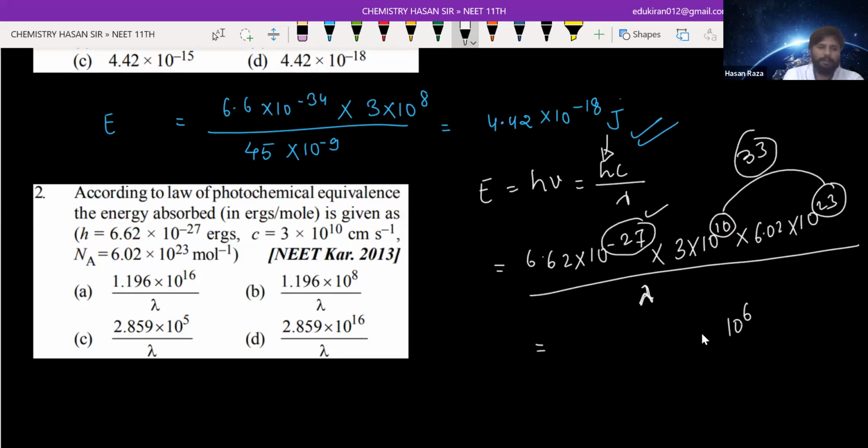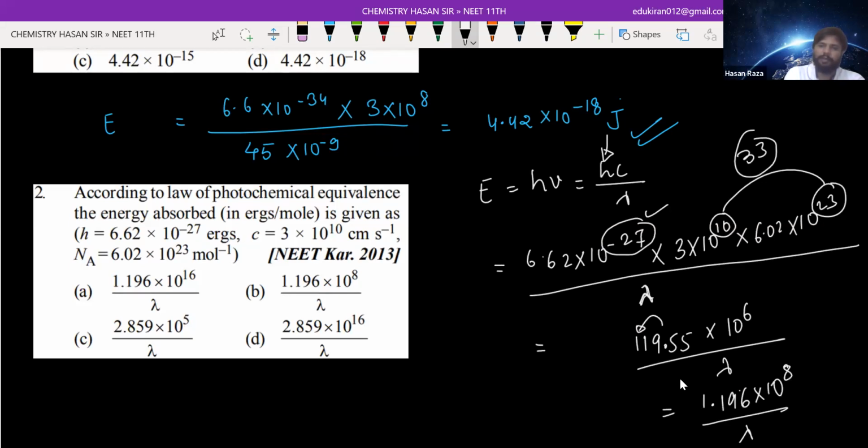Now you are going to multiply these numbers, which is very easy. 6.62 into 3 into 6.02, which will give you 119.55 upon lambda. And we can write it as 1.1955 or 1.196 into 10 raised to the power 8, since I moved the decimal by 2 digits, so the power increases by 2, upon lambda. So this is the energy, the law of energy equivalence. Isn't it easy?